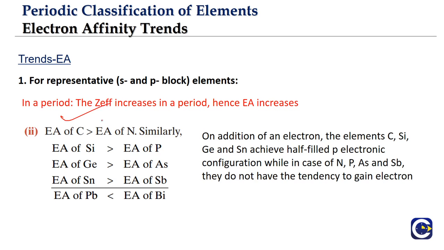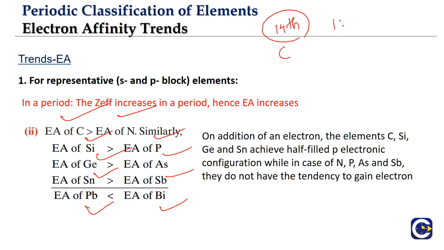Now the electron affinity of carbon will be more than nitrogen. Silicon will be more than phosphorus. Germanium is more than arsenic. Tin is more than antimony. But lead will be less than bismuth. So what is the comparison we are doing here? It is the comparison between the 14th group, which is the carbon family, and the 15th group, which is the nitrogen family.